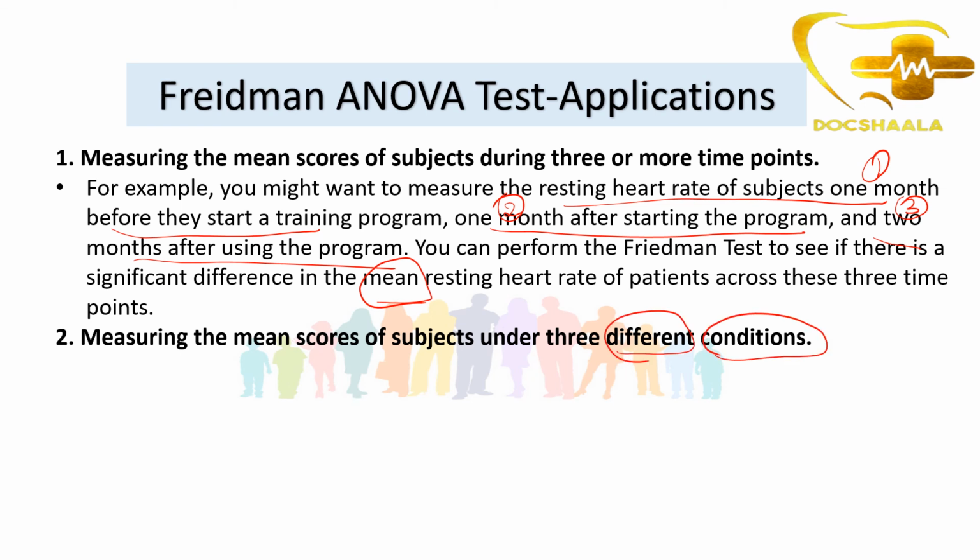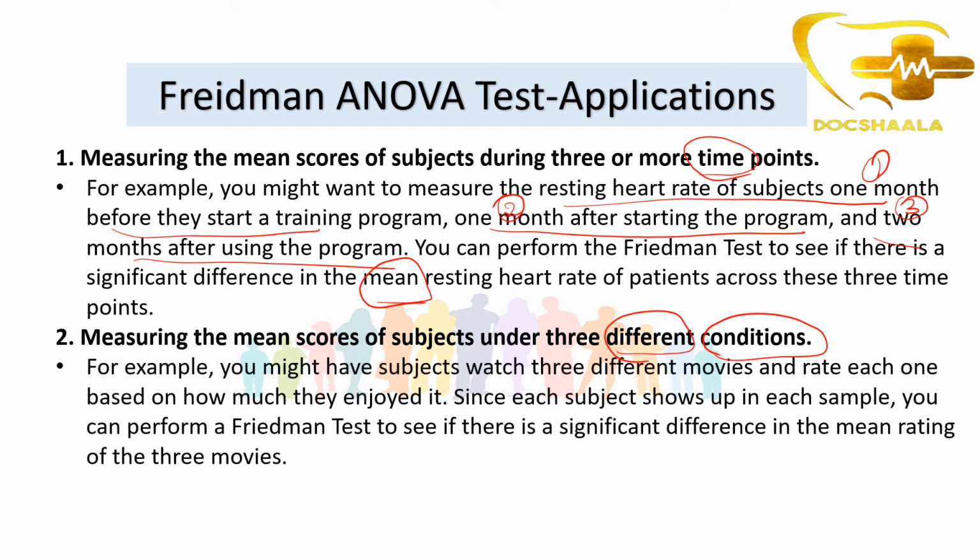Okay, then measuring the mean score of subjects under 3 different conditions. Here it is time, here it is conditions. So for this also we'll see an example. For example, you might have subjects who watch 3 different movies and rate each one based on how much they enjoyed it. Since each subject shows up in each sample, you can perform a Friedman test to see if there is a significant difference in the mean rating of the 3 movies, right?